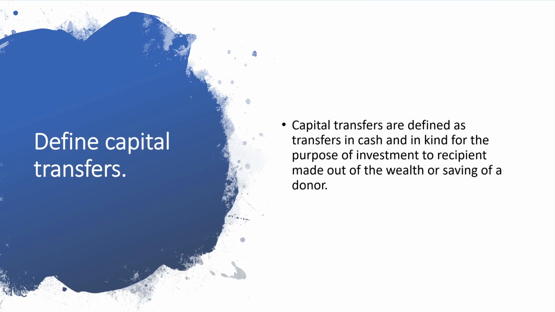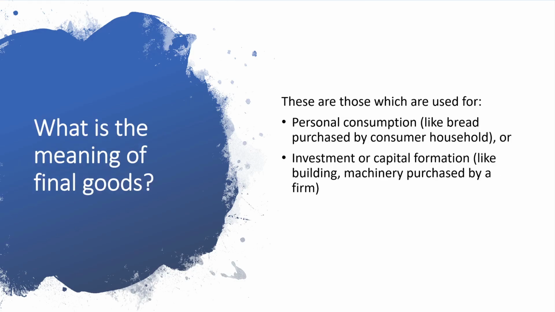Define capital transfers. Capital transfers are defined as transfers in cash and in kind for the purpose of investment to recipient made out of the wealth or saving of a donor. What is the meaning of final goods? These are those which are used for personal consumption, like bread purchased by consumer household, or investment or capital formation, like building, machinery purchased by a firm.